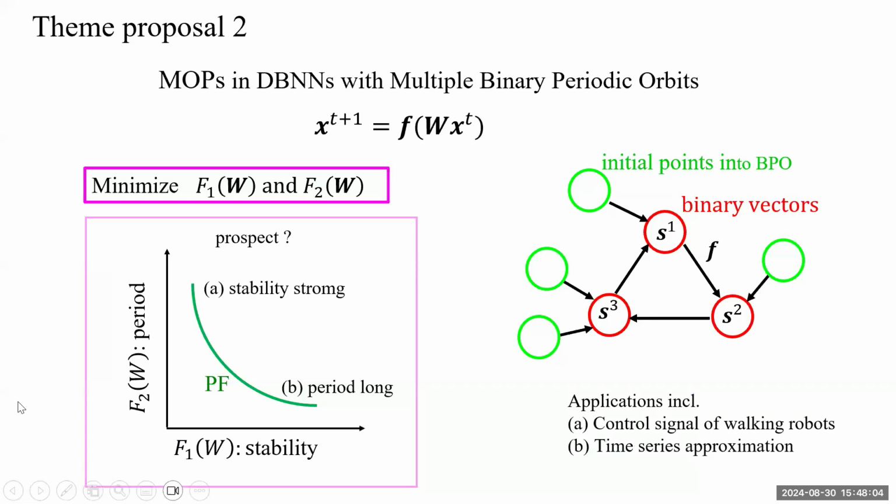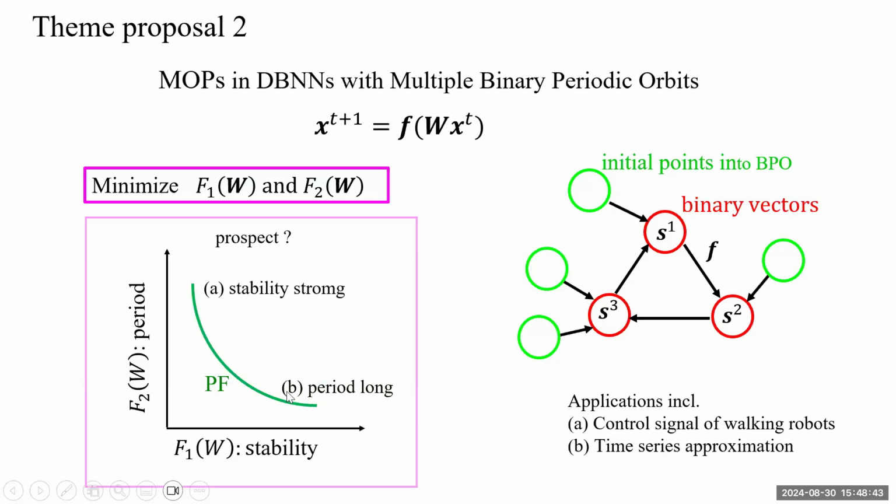Here, we propose proposal 2. That is MOPs in DBNN with multiple periodic orbits, not fixed points, but periodic orbits. As stated earlier, the DBNN has multiple fixed points. This is one example, a period 3 orbit of binary vectors. Then this is just a prospect. If the first objective is stability and the second objective is period, we obtain this Pareto front.